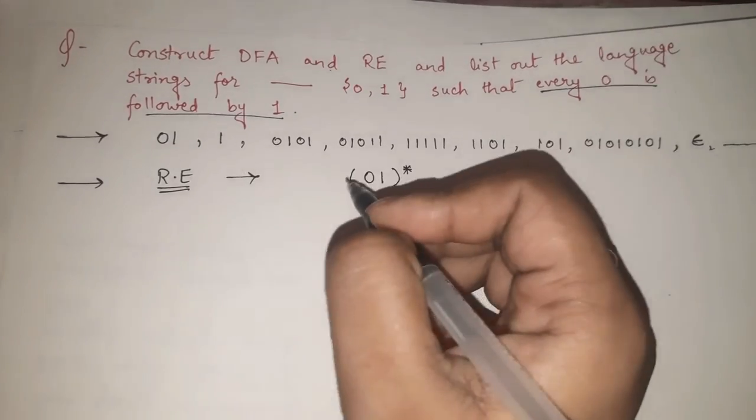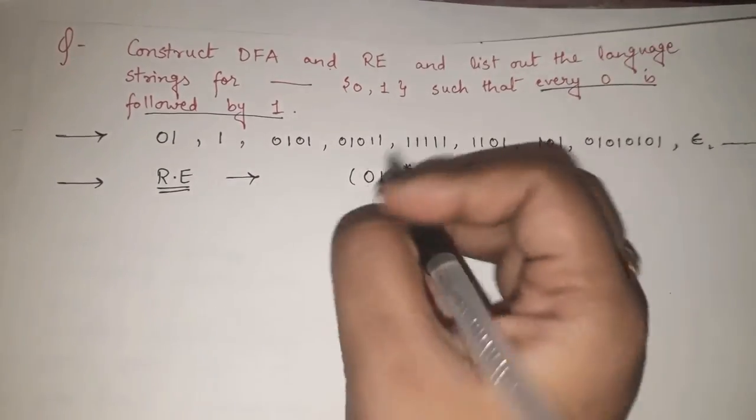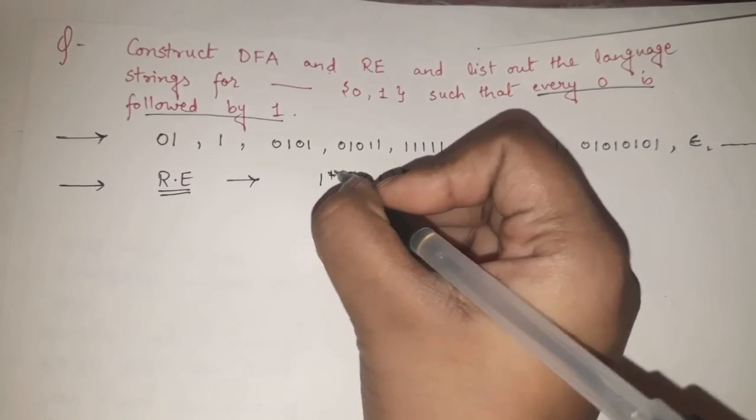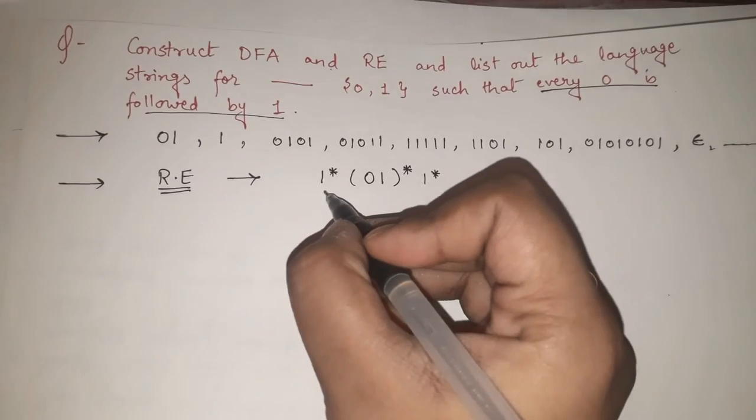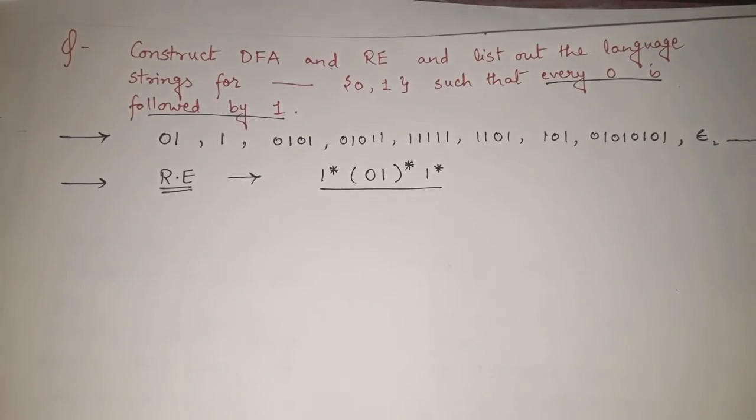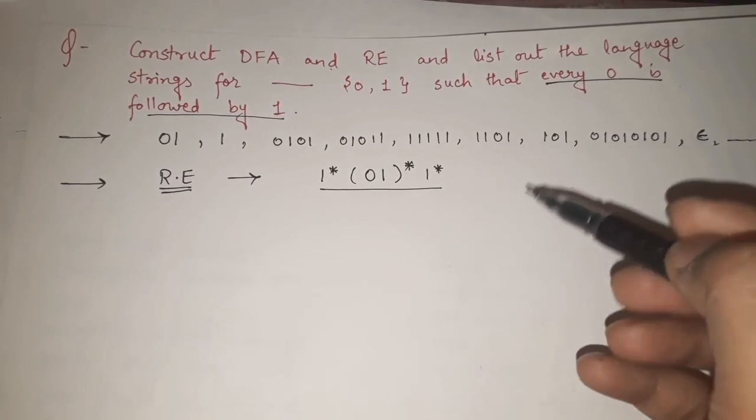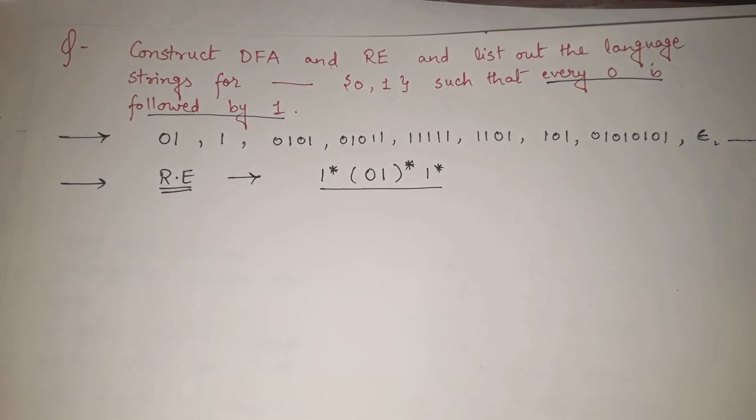So I can have any number of ones before or after this. So 1 star, and again at the end also 1 star. So this can be my regular expression, that is 1 star, (0 1) whole star, and again 1 star. Fine. So this can be my regular expression.